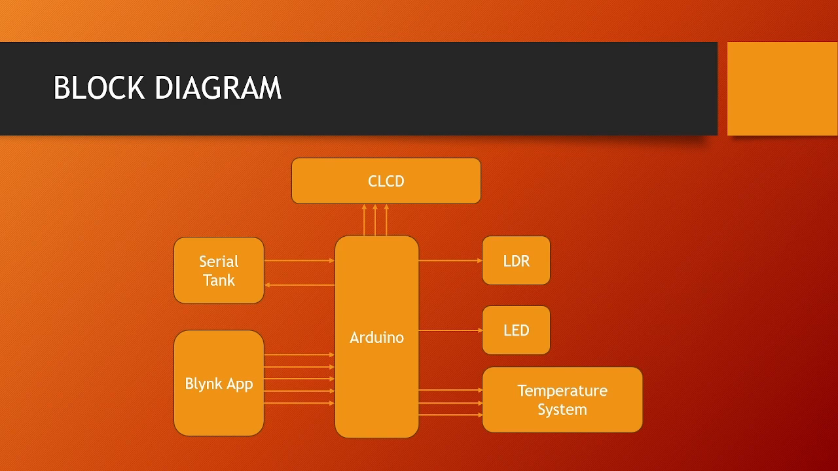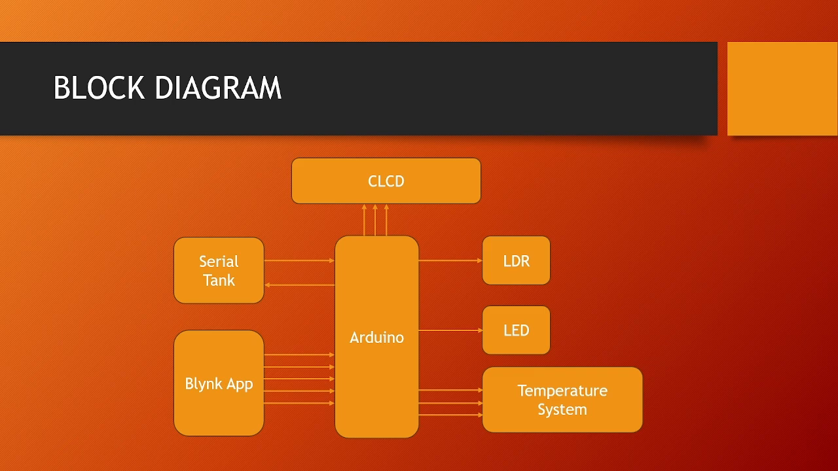And temperature sensor, here we can measure the surrounding temperature, and we can also increase or decrease the temperature by using the heat system and cool system, which can be controlled by the Blynk app. And serial tank, in the serial tank the water level can be adjusted by using inlet and outlet. So the inlet and outlet are also controlled by the Blynk app.